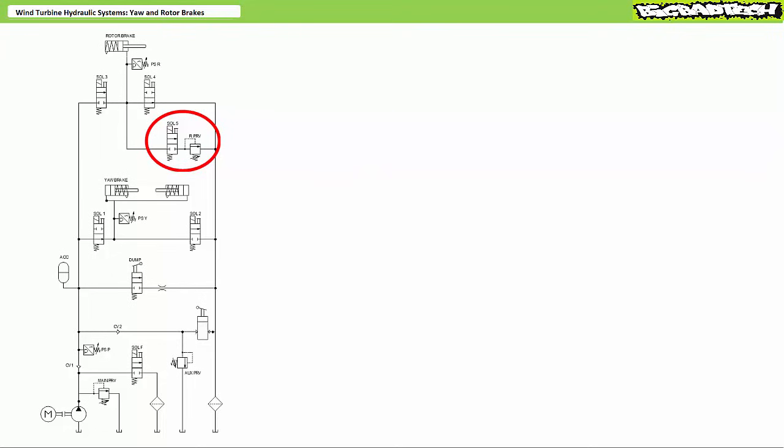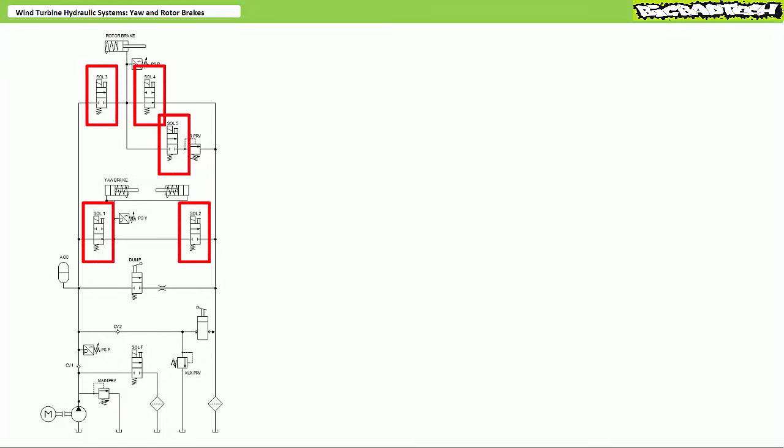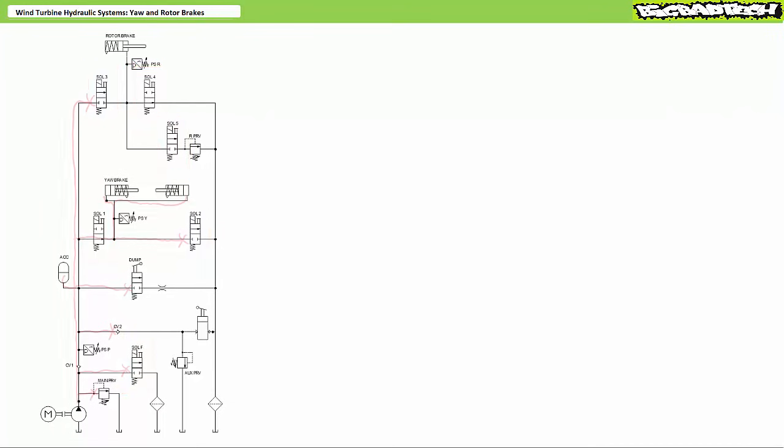relief valve called PRV-R. All the solenoid-operated valves governing the rotor and yaw brakes, and this guy at the bottom, have manual overrides on them in the event a technician needs to force a particular position if the control system fails to do so. Lastly, here's the pressure line in red emanating from the pump.